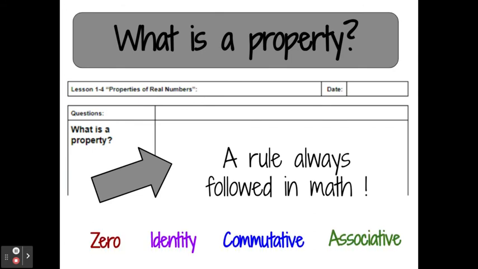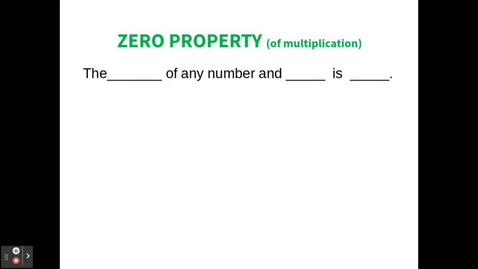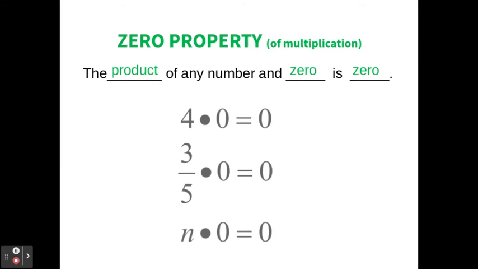And the four properties we're going to look at today in this video are the zero property, identity property, the commutative property, and associative property. All right, let's begin with zero property. The zero property we're going to talk about is of multiplication. It just states that the product of any number and zero is always zero. So you multiply zero to any number and you will always get zero is what this property is saying. Again, it's just a rule in math. So you can write down any of these examples in your notes for the zero property.